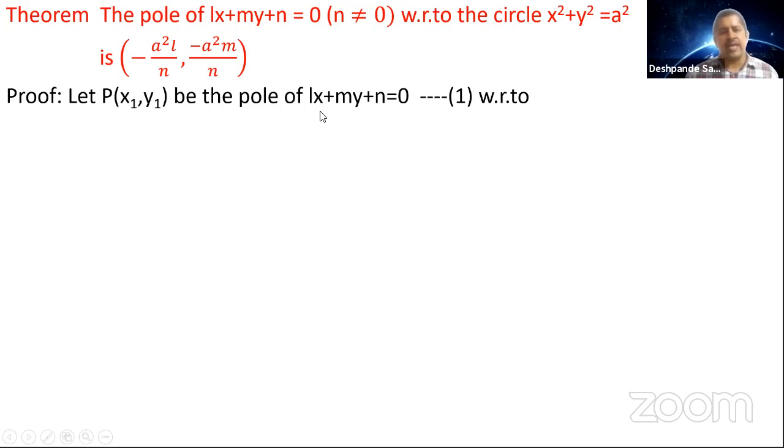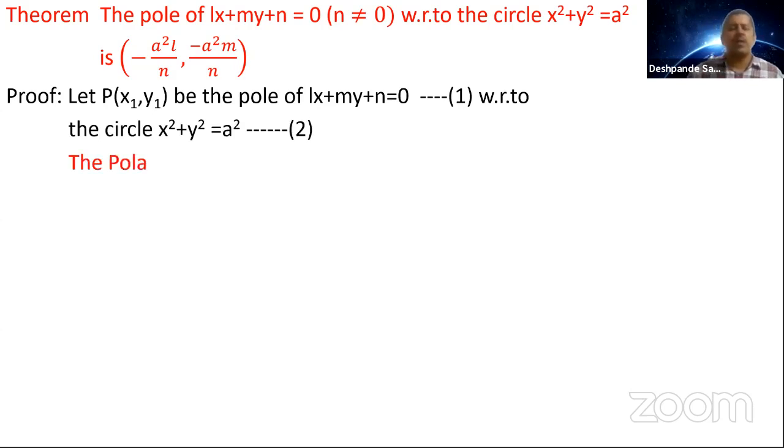You've taken the line as lx plus my plus n is equal to 0, right? And you've taken the point as x1, y1. The circle equation is x square plus y square is equal to a square. So what did I do here? First of all, you find the polar of the point x1, y1 with respect to the circle x square plus y square is equal to a square. So what is the polar formula?